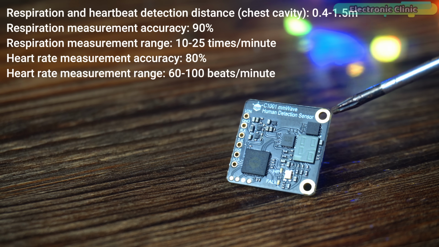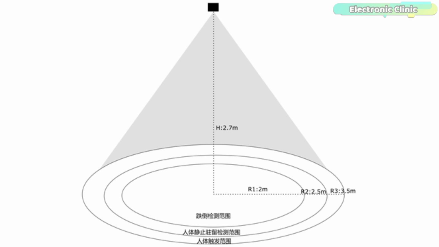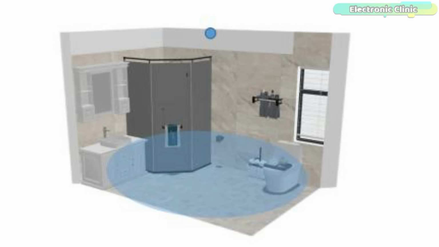Respiration measurement range is 10 to 25 times per minute. Heart rate measurement accuracy is 80%. Heart rate measurement range is from 60 to 100 beats per minute. The radar module's beam coverage is shown in the figure. The radar covers a 3D area with a horizontal angle of 100 degrees and a pitch angle of 100 degrees. To ensure accurate radar detection, please install it at the top.